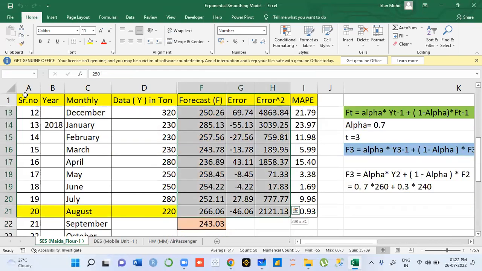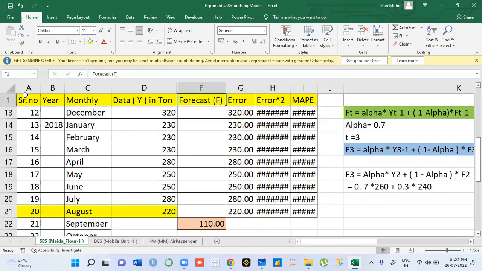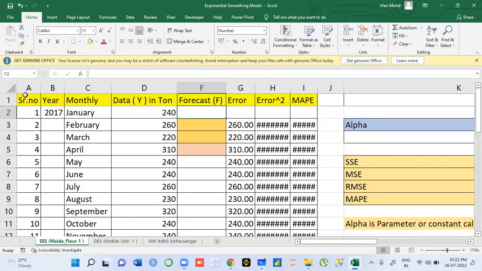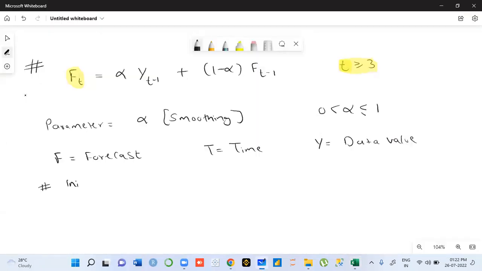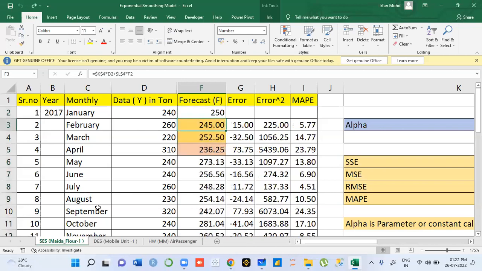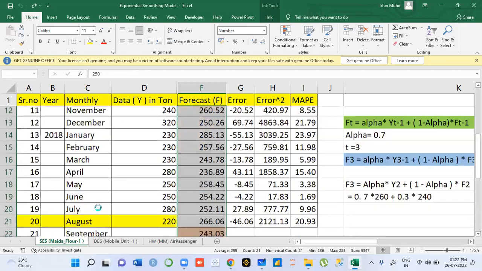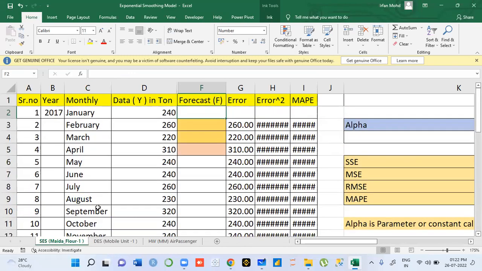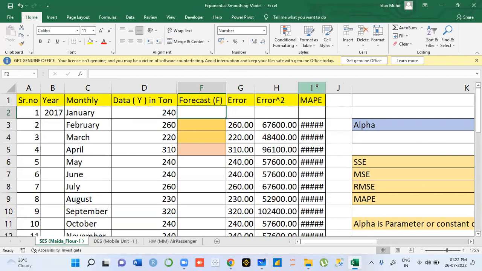I'll go the universal way first. Okay. Now, guys, you have written something known as initial forecast. Read the theory, anyone? Somewhere it is written initial forecast: F2 is equal to Y2. Initial is one method. So F2 is equal to Y2 is the first method.